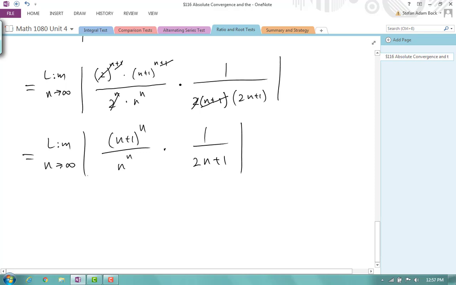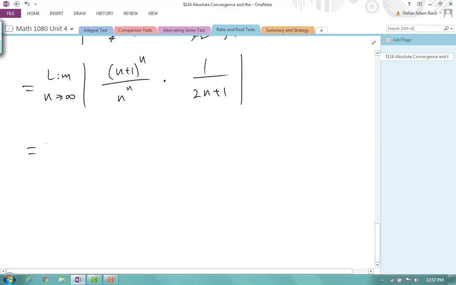So now the question is, what do I do? Actually, I don't need these absolute value bars anymore because everything here is positive. But what do I do with these n plus 1 to the n's over here? Well, I could rewrite this as n plus 1 over n raised to the power of n. And then I could split my limit, so that this limit, this one, is equal to 0. So I need to make sure that this limit on the left is actually not infinite.